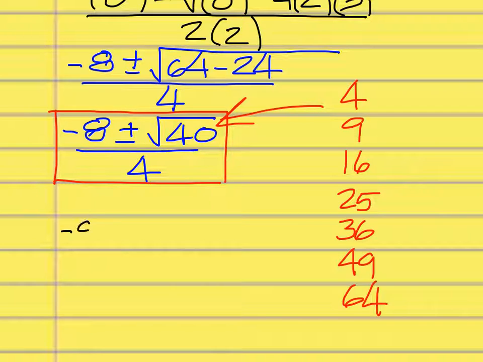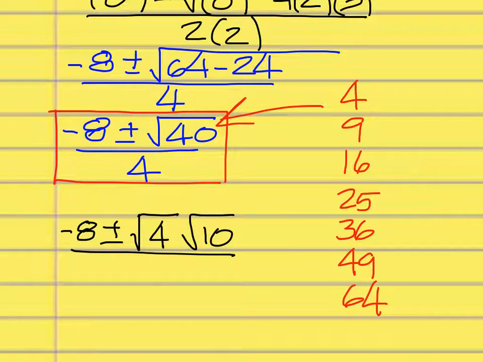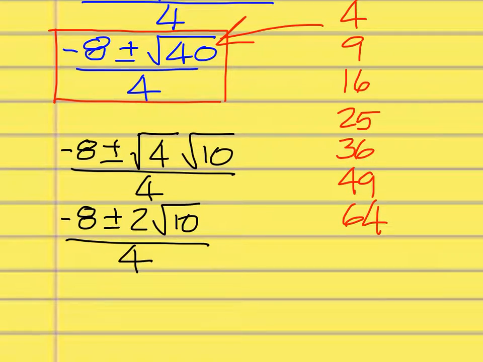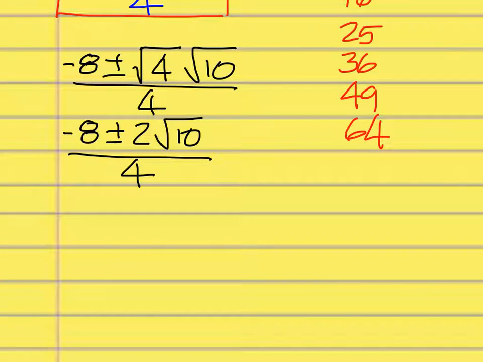Therefore, it would be negative 8 plus or minus the square root of 4 times the square root of 10. That gets us back to 40. And then you simplify the square root of 4 to get 2. And then after that point, you would have to figure out if you can simplify it.